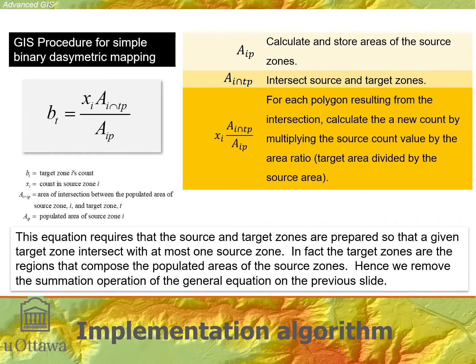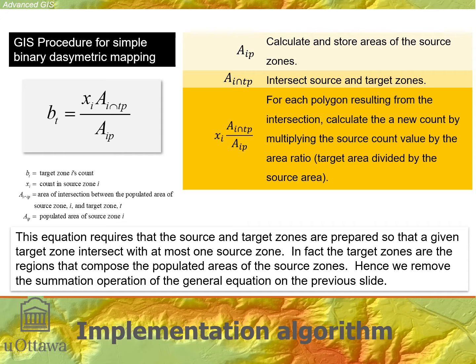Now, this equation has the requirement that you have a binary dasymetric map first, so that basically your source zones are clipped to the binary region. So when we say the equation requires that the source and target zones are prepared so that a given target zone intersects with at most one source zone, the target zones are the regions that compose the populated areas of the source zones. That's the binary dasymetric map that is used in the process.